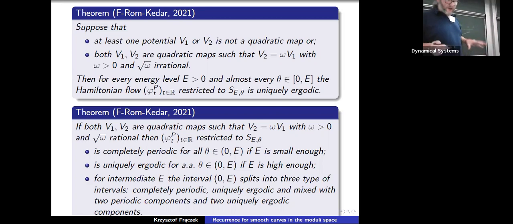So we also have a series of results about quadratic potentials which are in resonance, but then the behavior is in fact much more complicated. And then the criterion C is not strong enough to apply it. And I'm done. Thank you very much.